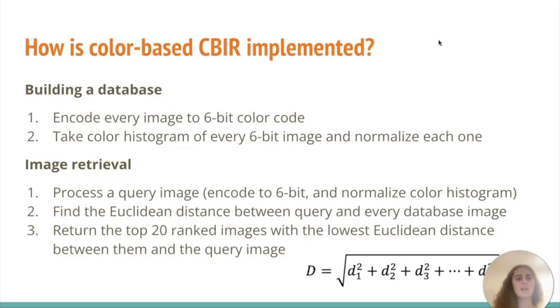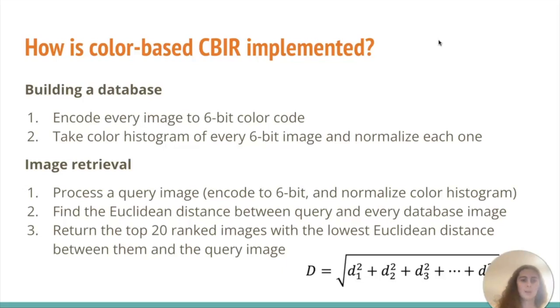After you've built your database, the next step is actually just retrieving your image, which first involves processing the query image, so the image that you want to compare and get similar images to, which involves coding into 6-bit and then getting its normalized color histogram.